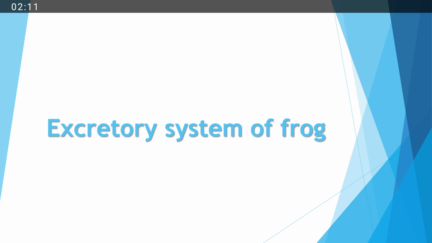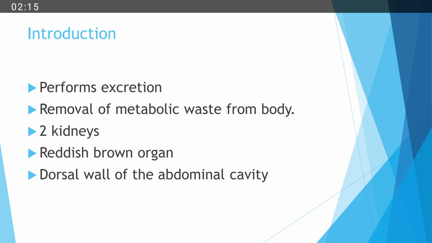The next system is the excretory system of frog, which performs the function of excretion. All of the waste products which are produced inside the body have to be removed, and that removal is done by the excretory system. The excretory system consists of organs which are kidneys. Two kidneys are present, which are reddish brown organs, present towards the dorsal wall of the abdominal cavity.